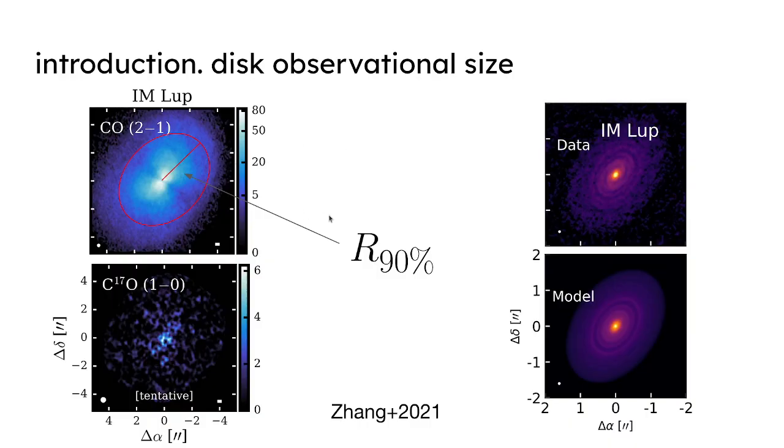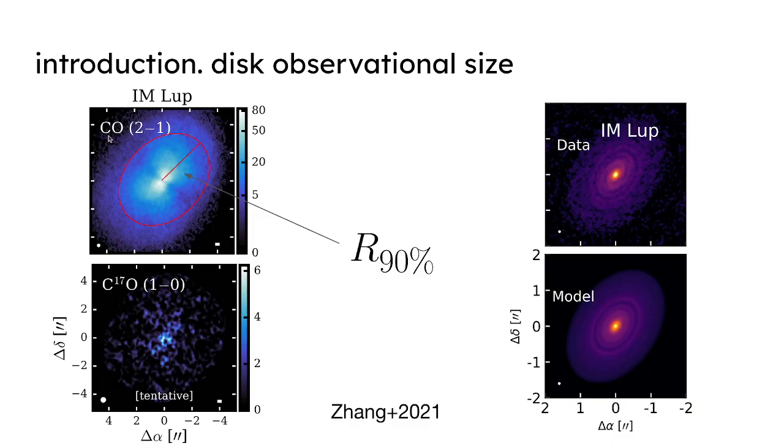So observations have this problem. They don't have one size, they have a range of sizes that can be measured for different lines or at different wavelengths in continuum. And what is typically done is that it is typically measured in two ways.